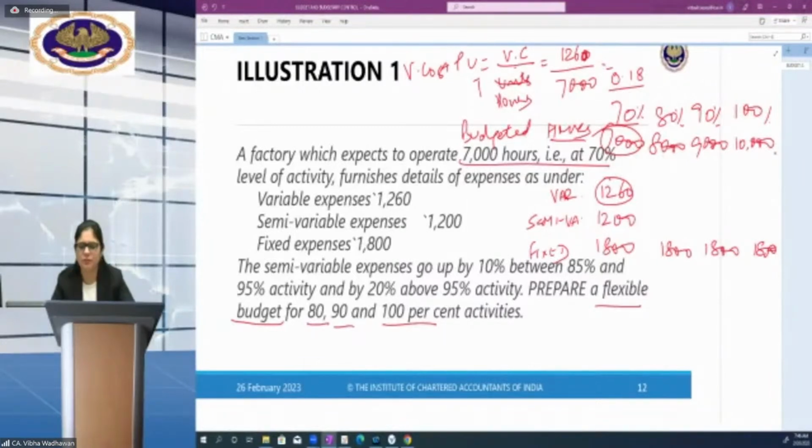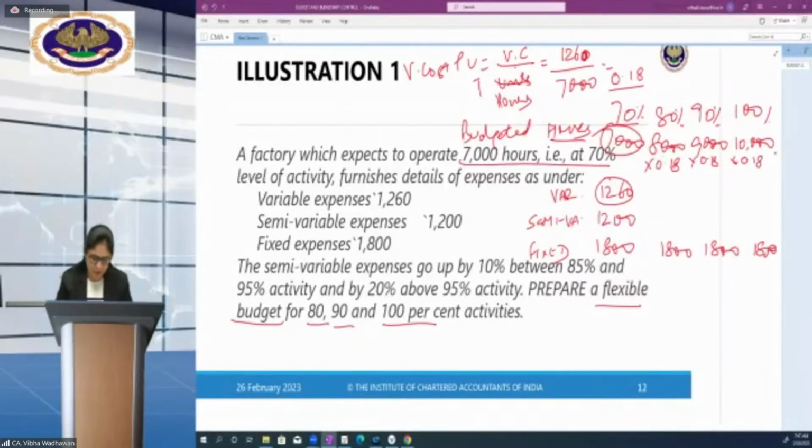Yes, very good. Clear? So 0.18 is the variable cost per hour. I'm repeating: whenever you have the information for variable cost, convert it into per unit or per hour, whatever the information given in the question is. So 0.18 per hour is the variable cost. Now you just apply it: 8,000 into 0.18, 9,000 into 0.18, 10,000 into 0.18. You will get the variable cost for all three.